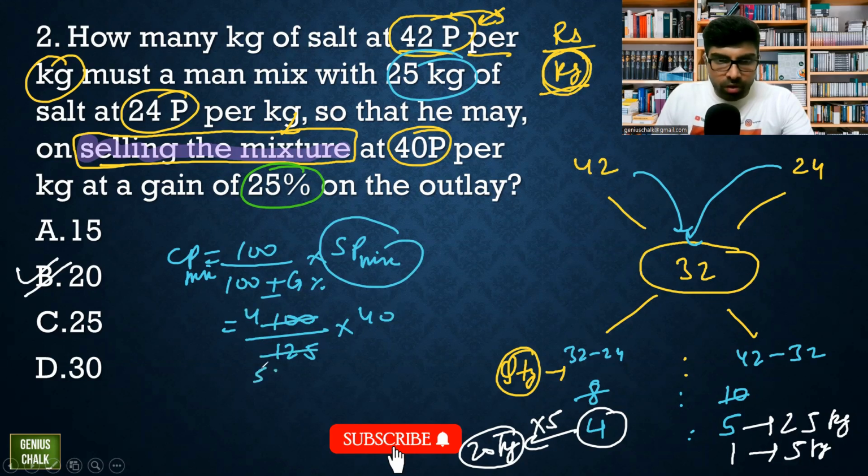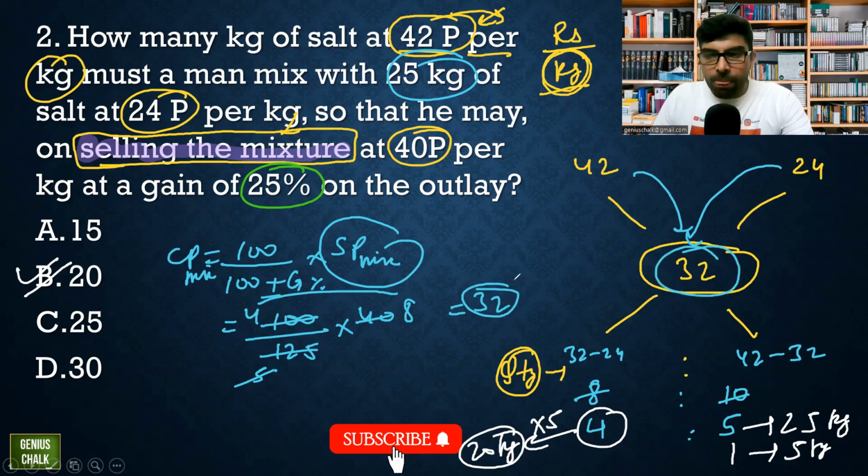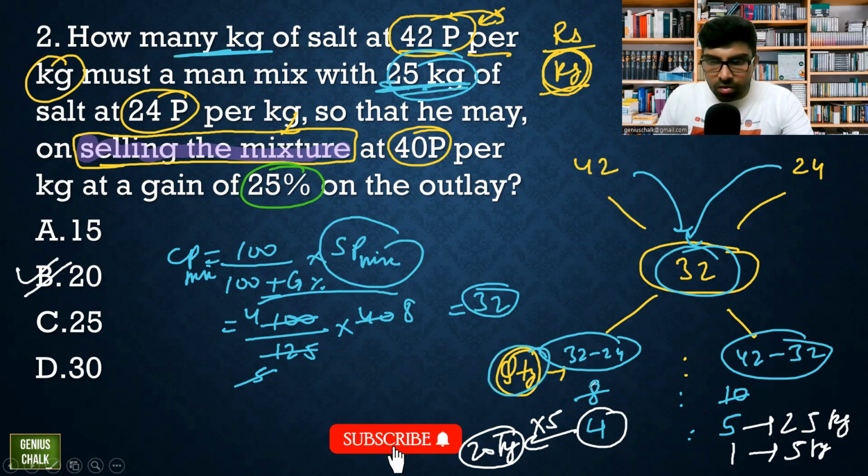25 4s are 25, 5 8s are 40, 8 4s are 32. So you can do it like this also. You will get 32 here and then subtract it and get the ratio. This is 5 units equal to 25. It's given, the second category of salt is 25 kg. And how many kg is asked for 8? That means 4 is asked. So 4 is 4 into 5, 20. So this is my answer, option B.